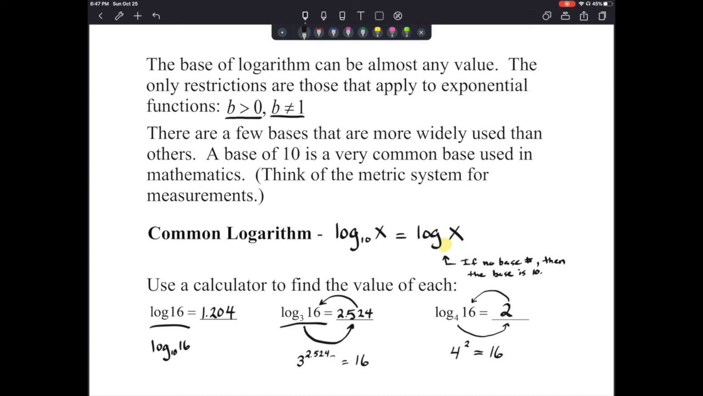And this first one, this would be like saying, this is a 10. It'd be 10 to the power of 1.204 is equal to 16. So we just found what that exponent would be when it was in exponential form.